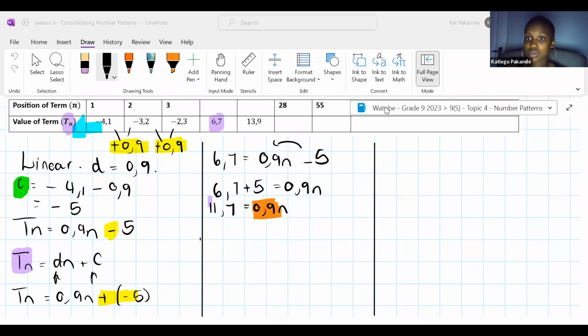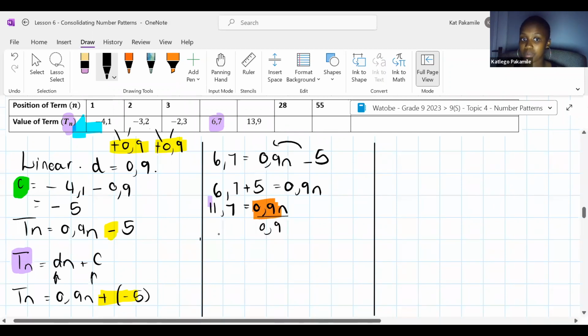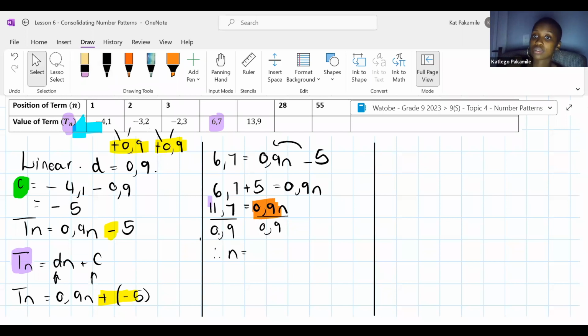Finally, so say what you wanted to say in the chat. What's your answer for n? Never mind. I thought this was sorted, but it's not. n equals 30. Thank you, guys. Thank you very much. Now, do the one for 13,9 and tell me what the position for 13,9 is.